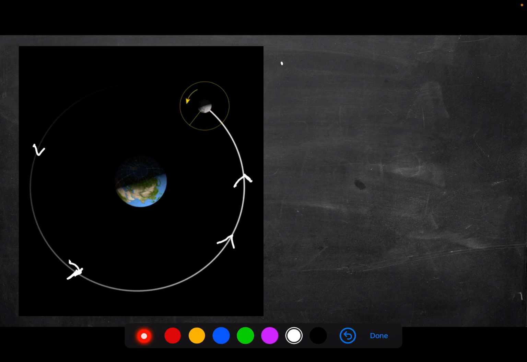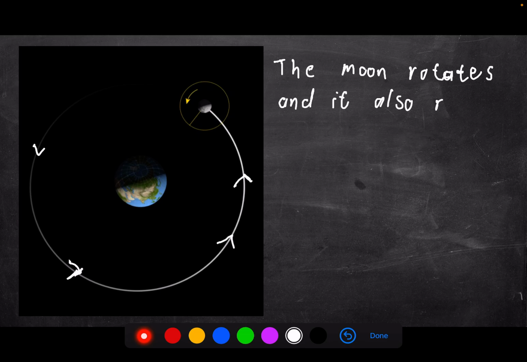The moon rotates and it also revolves around the Earth.